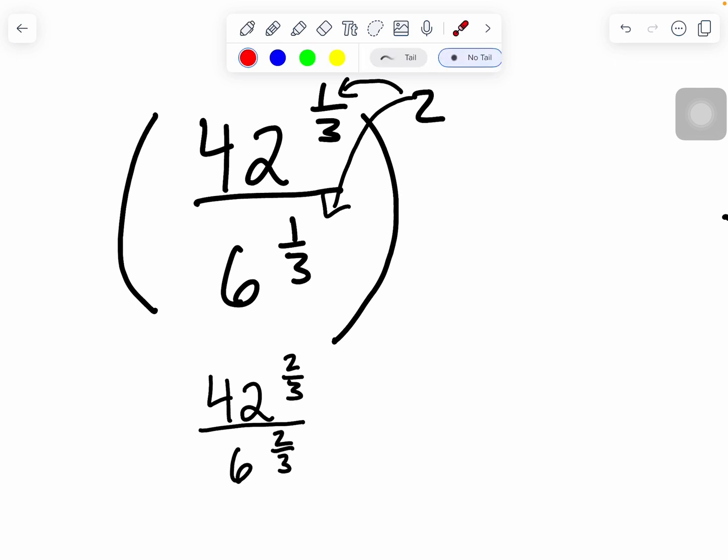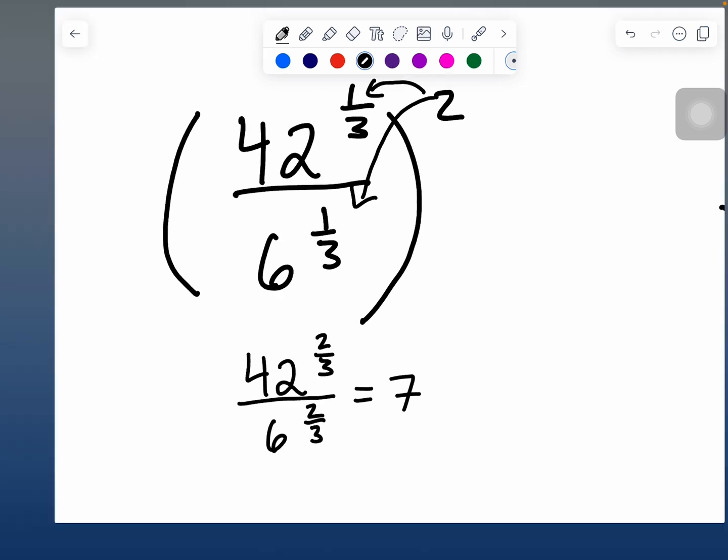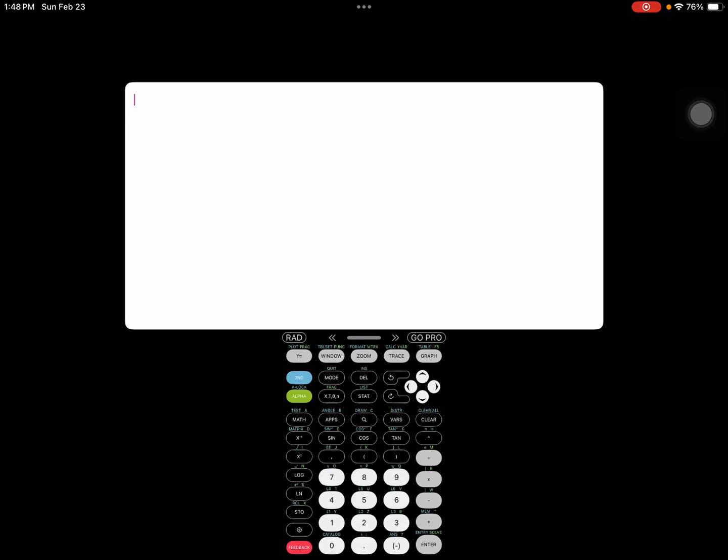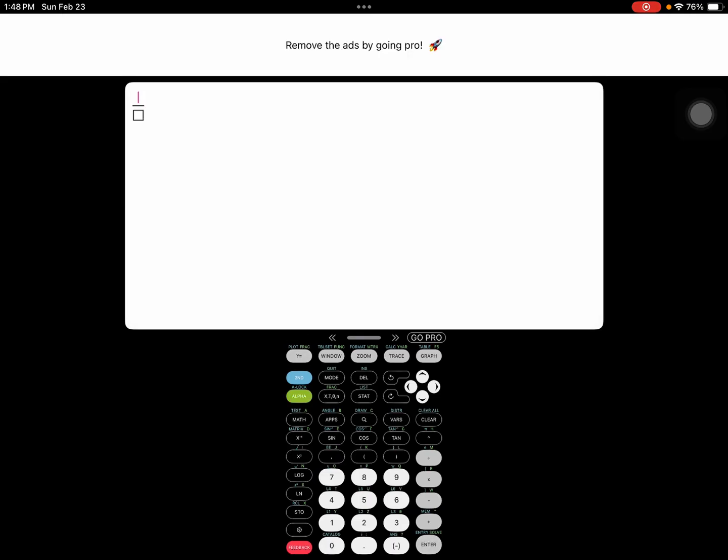Now, a lot of people, when they were doing this problem, and it was most groups, would say that this is 7. Okay, it is not 7. In fact, if we plug this into the calculator, let's see, we have 42 raised to the 2 divided by 3 divided by 6 to the 2 divided by 3.